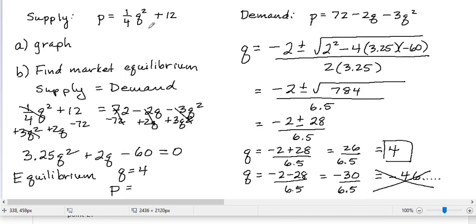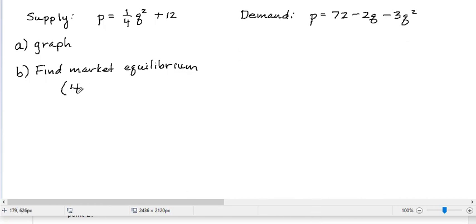To find the price, take q and plug it back into either the supply or the demand, whichever one you prefer. The supply looks shorter, I'll do that one. 1/4 times, plug in 4 for q squared, plus 12, I get 16. So my equilibrium happens when q is 4 units and the price is $16. Okay, I found market equilibrium.